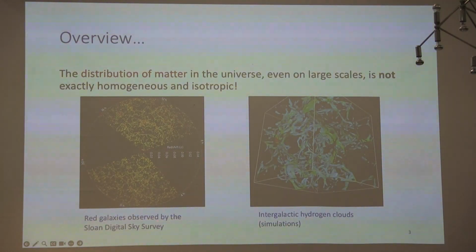We see galaxies all around us, and they're distributed in a way that exhibits a clear pattern to it. For example, you look at this picture here of the red galaxies observed by the Sloan Digital Sky Survey, you see immediately that there are these void regions and filaments, etc. And over here, this is a simulation of the hydrogen clouds that we expect to see in intergalactic space. So again, it's highly inhomogeneous.